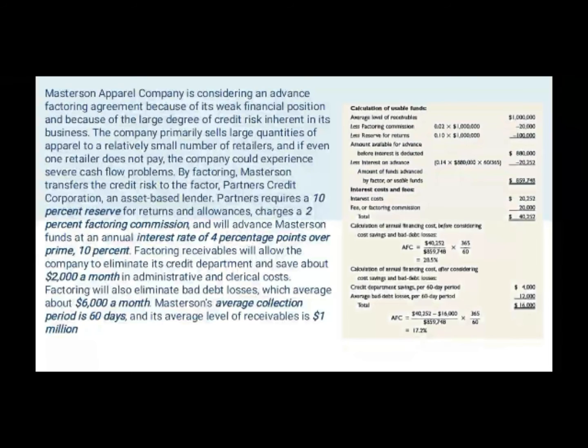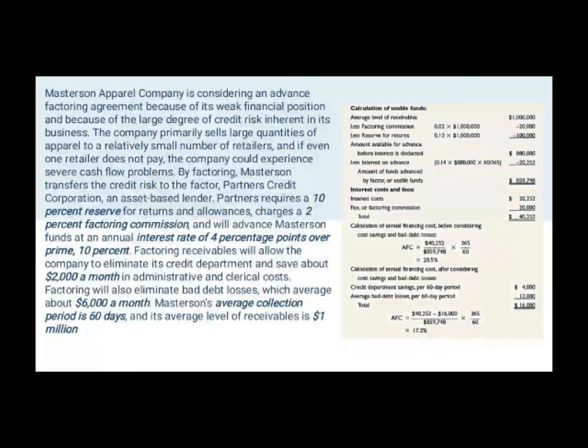So that is the amount available for advance multiplied by 14%, then multiplied by average collection period over 365. So our interest is $20,252. We'll just deduct that to the amount available for advance. Therefore, our amount of funds advanced by factor or usable funds is $859,748.